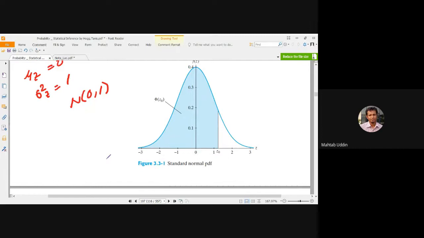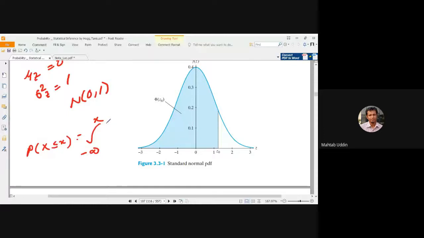If you want to find the probability, say probability of X less than or equal to x, then we have to find the integral from minus infinity to x of f(x) dx. It will be 1 by sigma root 2 pi, e to the power minus (x minus mu) whole square by 2 sigma square, dx. But finding this integral is so tough.